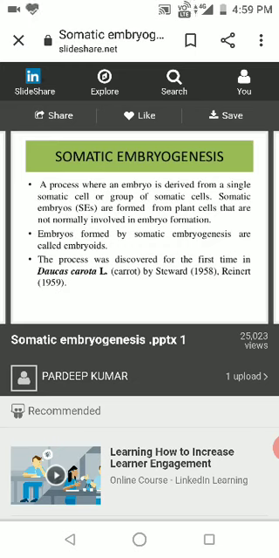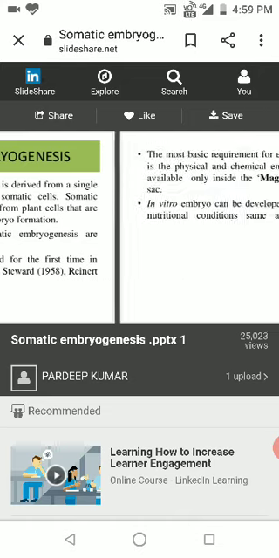These embryos generated from somatic embryogenesis are called embryoids. Remember that this definition can be asked in the examination. What are embryoids? Then you should write: the embryos which are formed by the process of somatic embryogenesis are known as embryoids. This process was first discovered in carrot tissue by Stewart and Reinert.